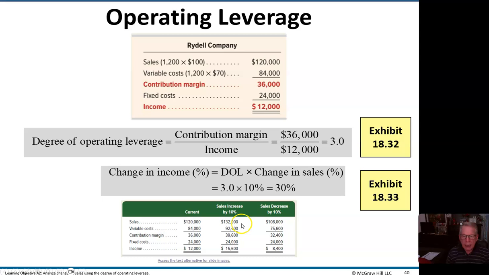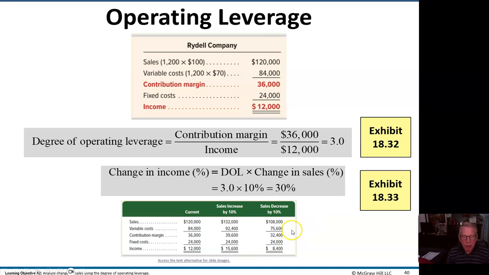Okay. Here I've increased sales by 10%. You can see that it's relatively small, but here it goes up by 12,000 sales dollars. And that changes the variable cost and contribution margin. Fixed costs remain the same. Our income goes up by $3,600. And that's going to be 30% of $12,000.